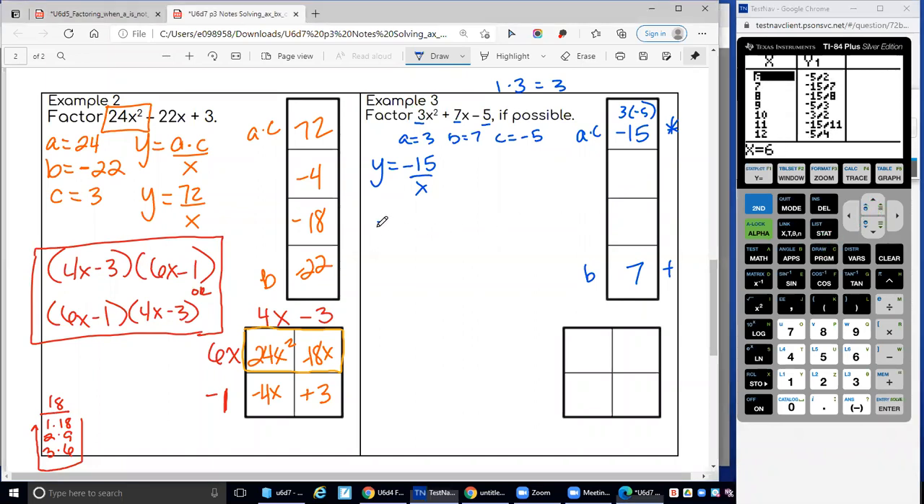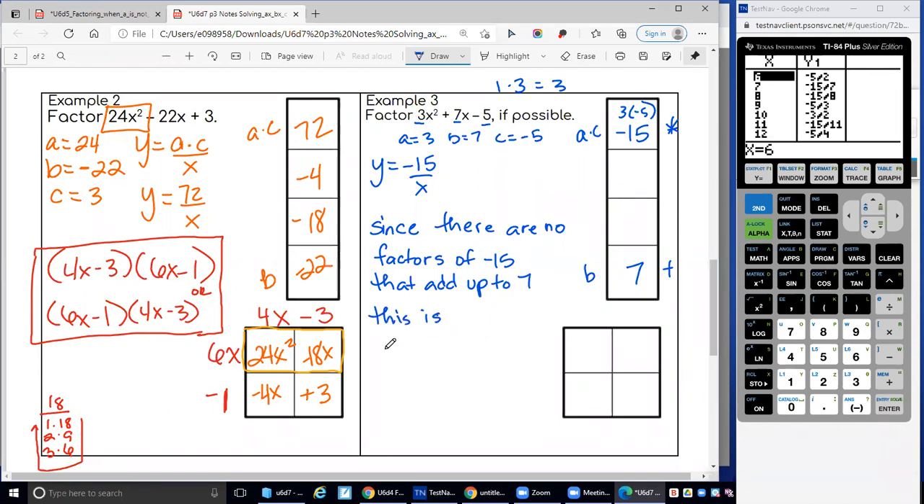So since there are no numbers, no factors rather, of -15 that add up to 7, this is what we call a prime polynomial.